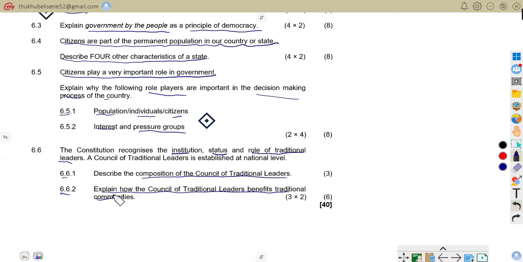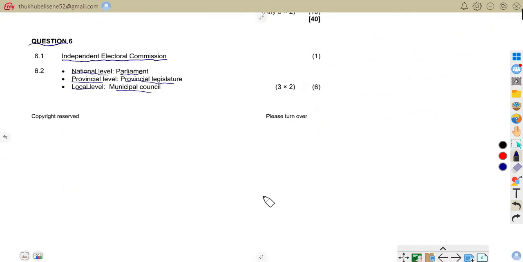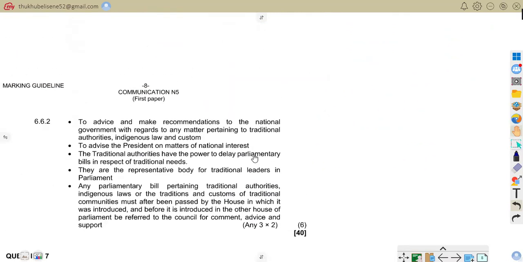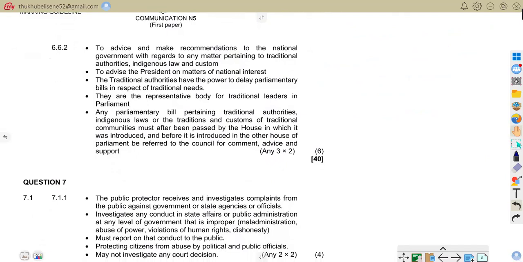We were also asked to explain how the Council of Traditional Leaders benefits traditional communities. How do they benefit traditional communities? That is 6.6.2. They benefit traditional communities by advising and making recommendations to the national government with regards to any matter pertaining to traditional authorities and indigenous law and custom. They also advise the president on matters of national interest.